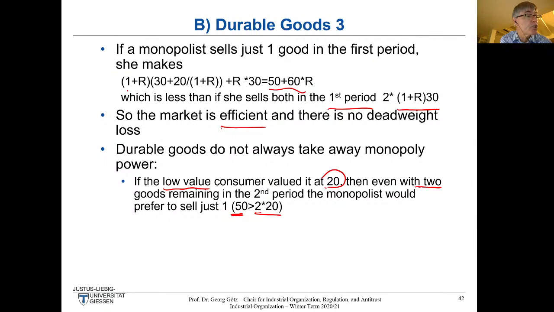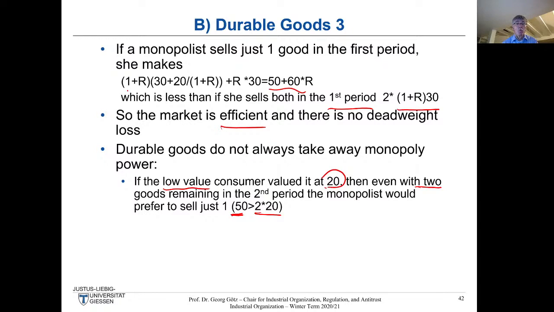Because 50 is larger than 2 times 20, okay? But if you know as a high value consumer that if you wait, you don't get it cheaper, why should you wait? Okay? So you don't wait, you buy it at 50 in the first period. Actually, you buy it not at 50, but at 50 times 1 plus R. Okay? You buy it in the first period, and you get a surplus of 0.